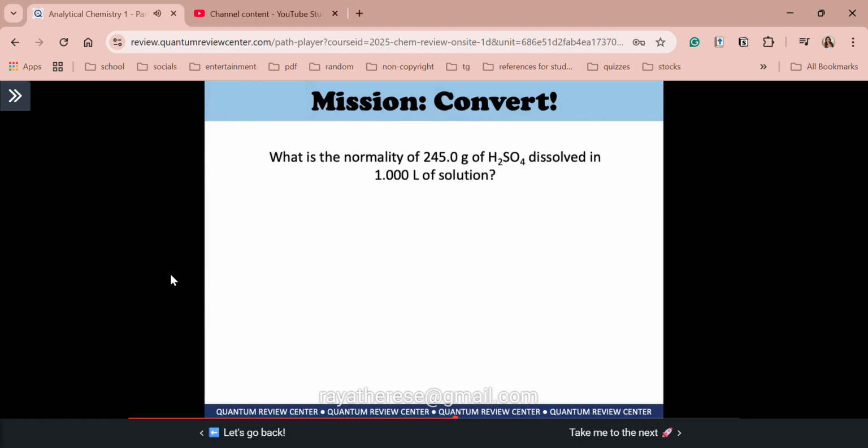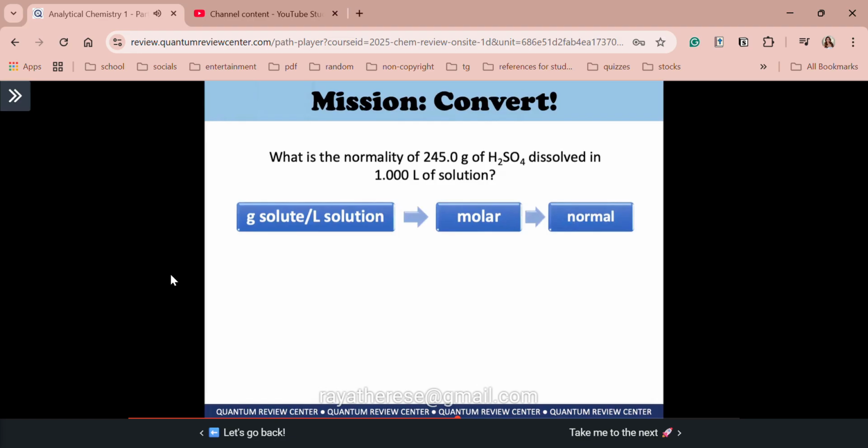Madali lang. Okay, next. Calculate the normality of 245 grams of sulfuric acid dissolved in 1 liter of solution. So here's your procedure. Gram solute per liter solution, gagawin yung mole per liter, gagawin yung normal. Okay, game. So if you want, you can pause, okay, before you proceed in watching the solution.